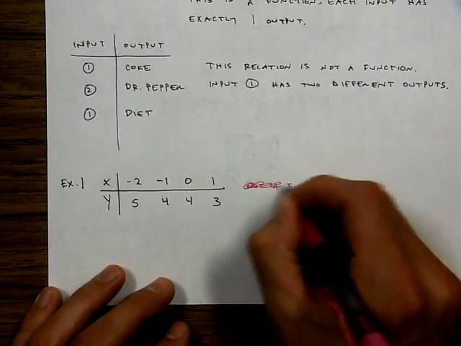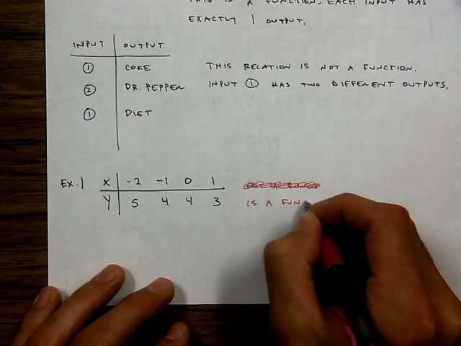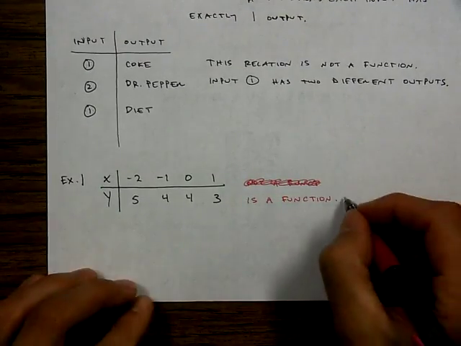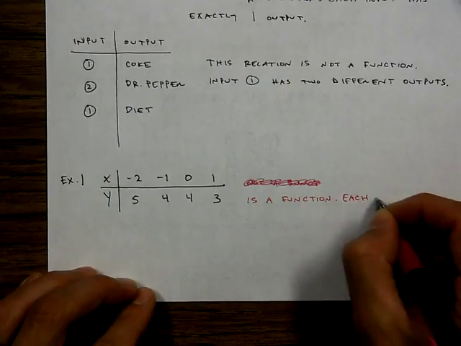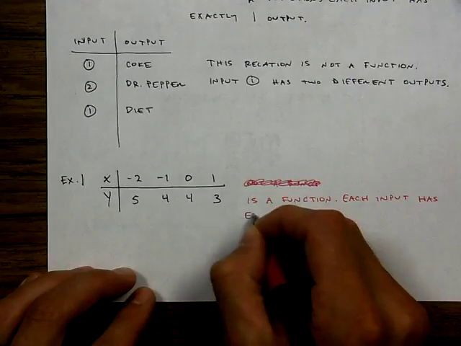Oh, I'm sorry, I'm writing the wrong thing. This is a function. My bad. So this is a function. Each input has exactly one output.